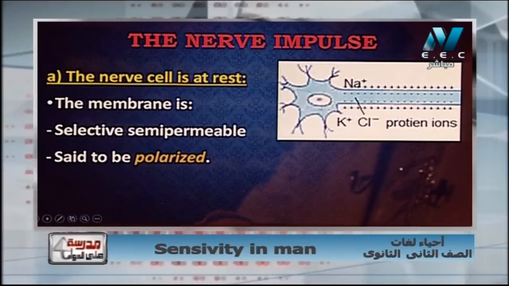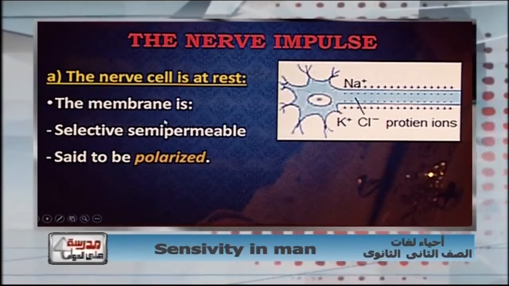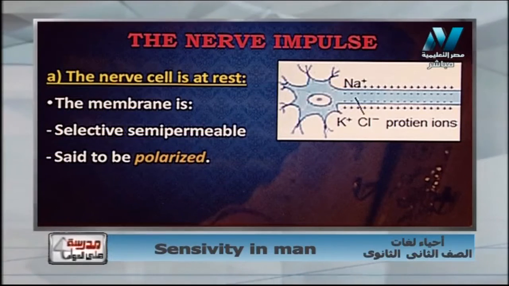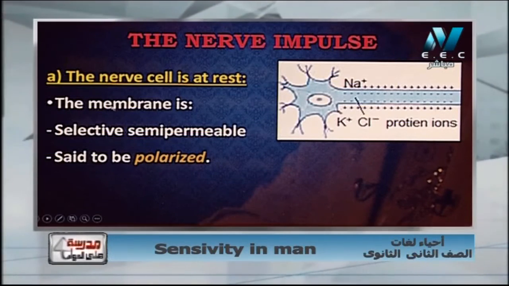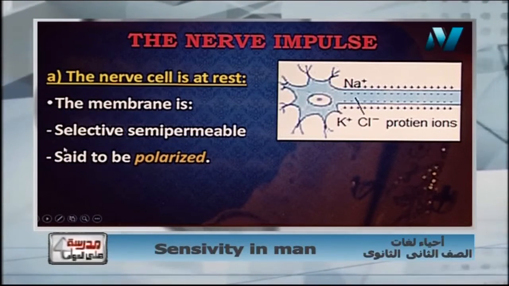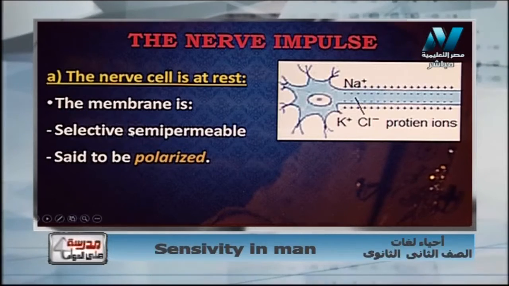The membrane in this case is a selective semi-permeable membrane, which is the normal physiological structure of the cell membrane. It keeps some of the ions outside and others inside and prevents the mixture between them. In this case, we say that the membrane is polarized. Polarized means it has two poles.